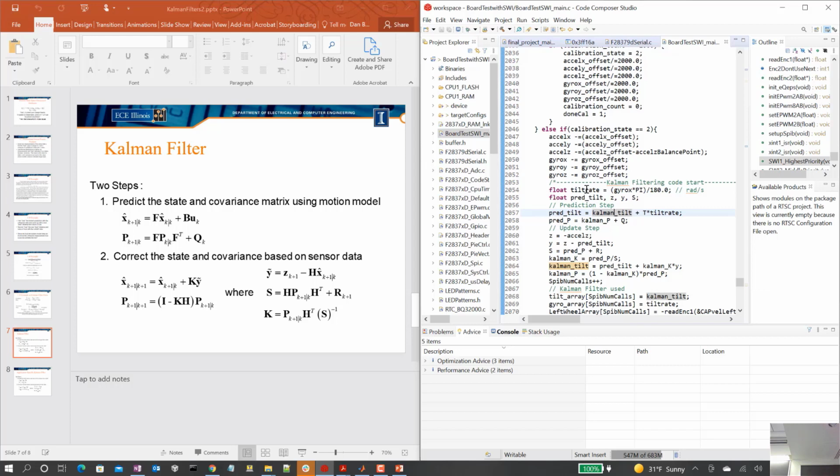Okay, so we find our measurement Z of that tilt. We find our Y error, right? So we're right here now. Y error. We then find our S, which is our covariance from the prediction step, plus 1 over how much we trust the accelerometer as a tilt value. Then we find our K gain, right? Right here, K is covariance divided by S. So do that.